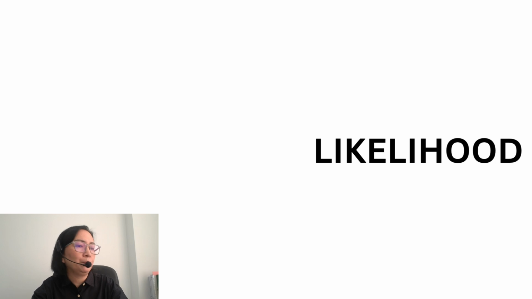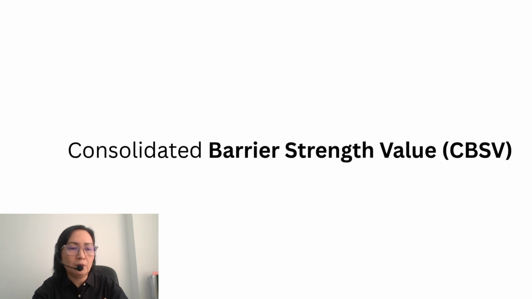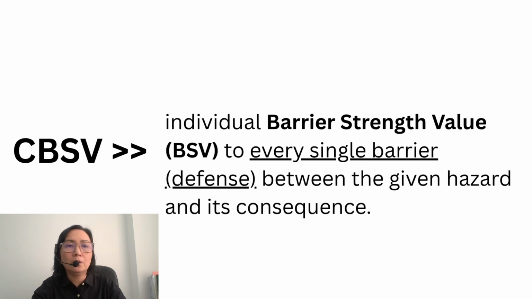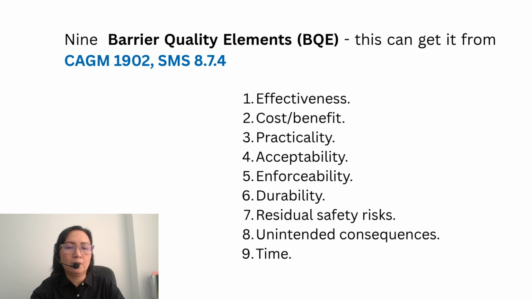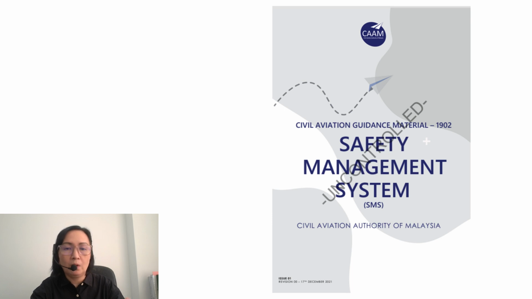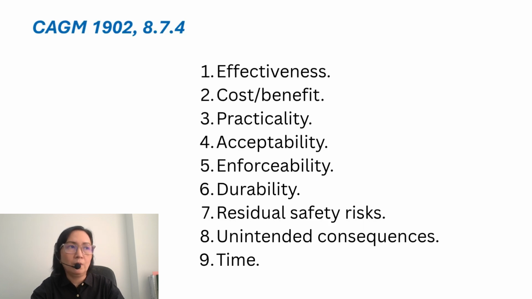Let's start with the likelihood. The objectivity and consistency in determining the likelihood value are enhanced through the application of the Consolidated Barrier Strength Value (CBSV) methodology. The CBSV process provides the assignment of an individual barrier strength value, BSV, to every single barrier defense between the given hazard and its consequence. First, list the 9 barrier quality elements, BQE. This can be found in CAGM 1902 SMS 8.7.4.